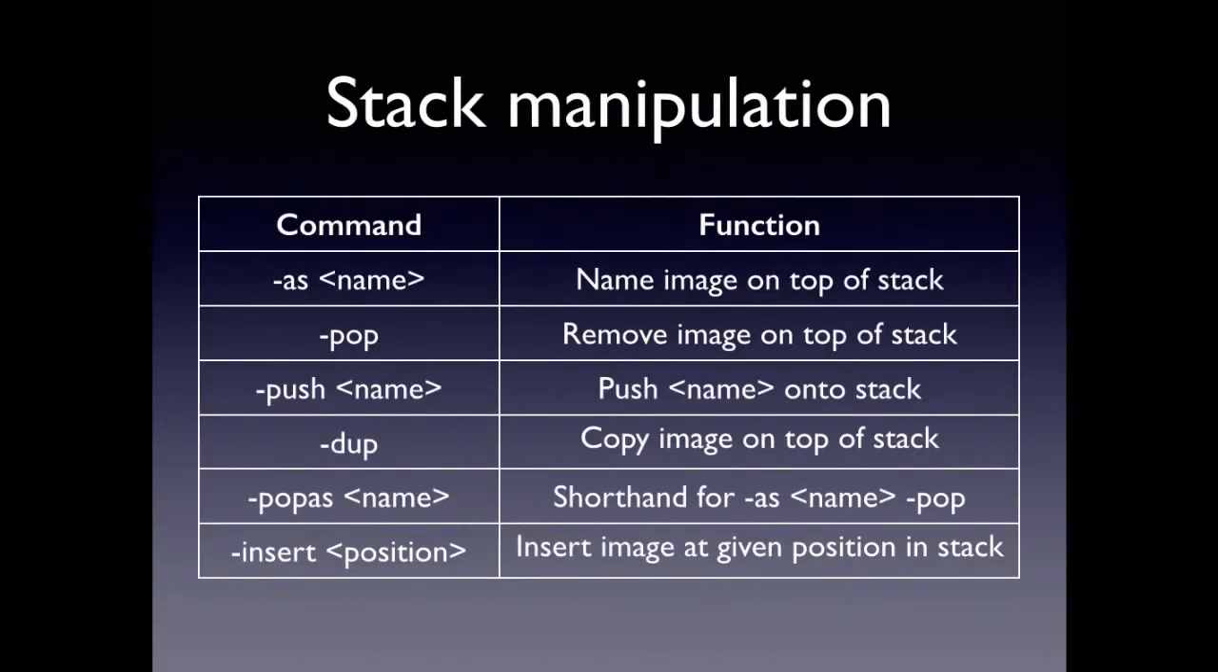So just a quick table summary. There's as for naming things, there's pop, push, put things on the stack, take them away, duplicate, pop as, which is just a shortcut for naming something and then tossing it off the stack. And then finally, probably the most dangerous command is the insert, where you can actually put things at arbitrary positions. But I tend not to use that very much because it's easy to confuse myself.